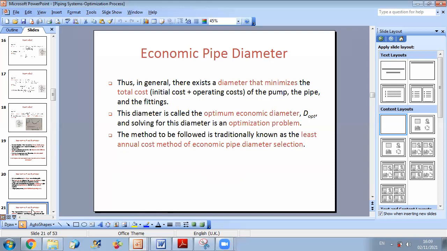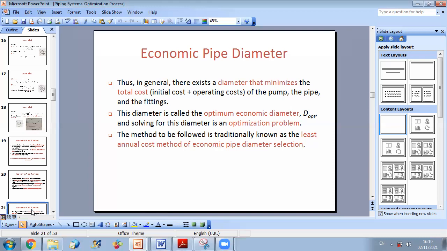In order to perform a design process for the piping system, in general, we try to set an objective function, and in the majority of cases the objective function is total cost, and the purpose is to find the size that will minimize the total cost. For the total cost, we include the initial cost and the operating costs in the design of the pump, the pipe and the fittings. This diameter is called the optimum economic diameter, and solving for it is an optimization problem. The method to be followed is traditionally known as the least annual cost method of economic pipe diameter selection.